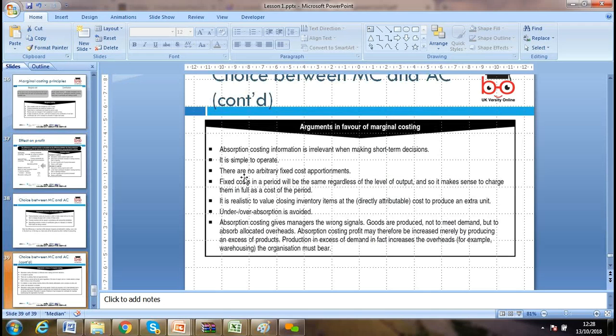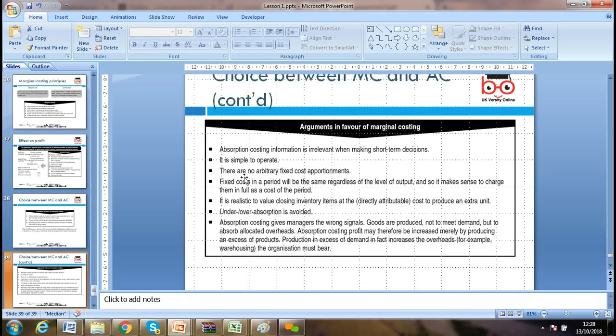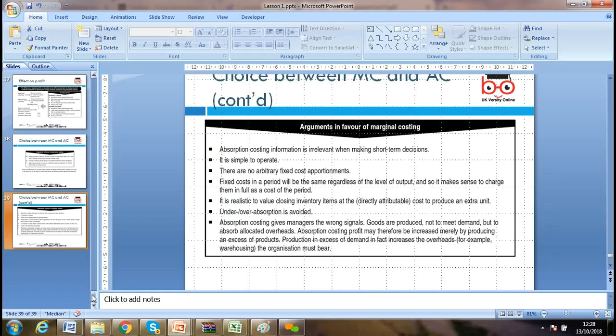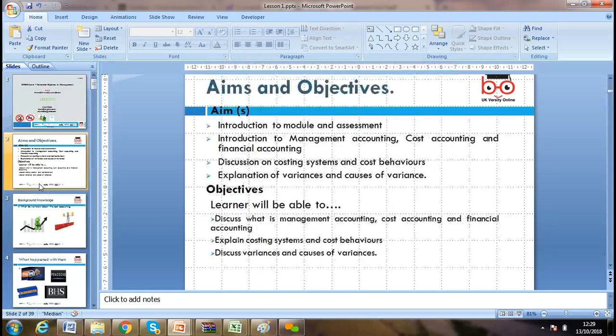Please consider the arguments for and against using the variable cost method or the full cost method, which is called absorption costing. Using all the variable cost is called marginal costing. Both have their own advantages and disadvantages, and closing inventory valuation can be different. So please go through this and do some background reading.